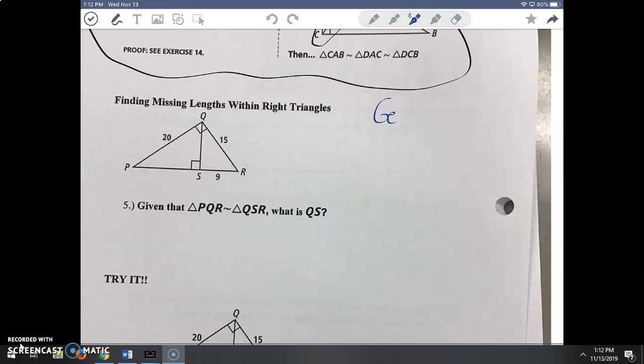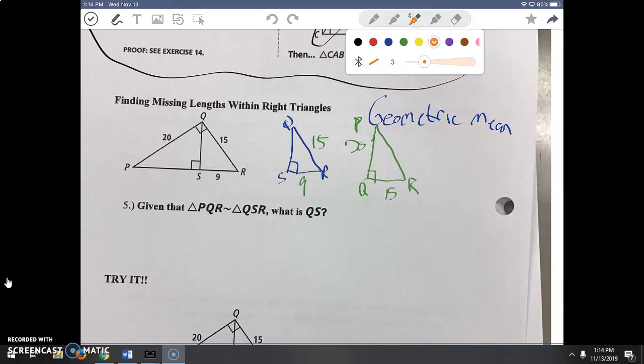This is what we're calling the geometric mean. It's not very easy to do, but we're going to show you how to do it. I've redrawn the two triangles that we're trying to find similar here. PQR is the green one, and QSR is the blue one. I've set them up, and now that we have this, we can find proportions.